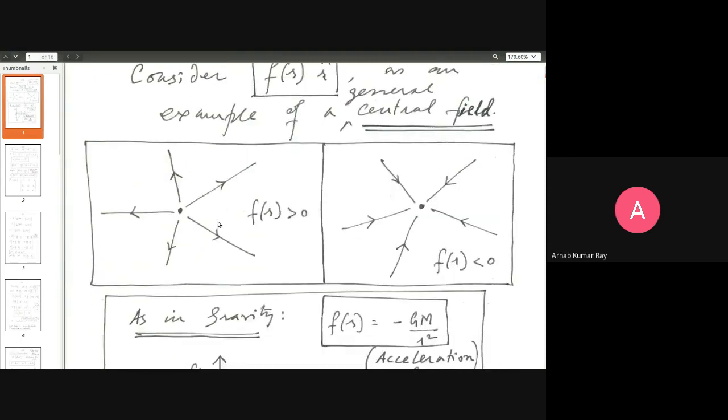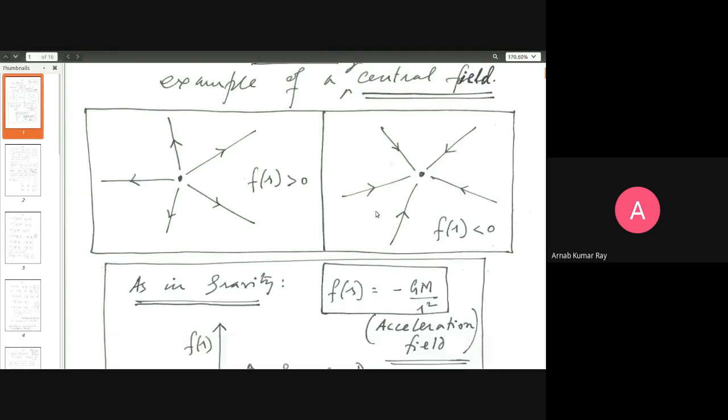So as you can see, if the field lines are going outwards, you will have Fr being positive. If the field lines are going inwards, Fr is negative. This is a repulsive field, as in the case of, let's say, a positive charge. This is an attractive field, as in the case of gravity.